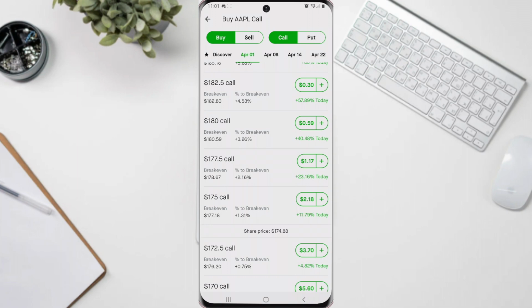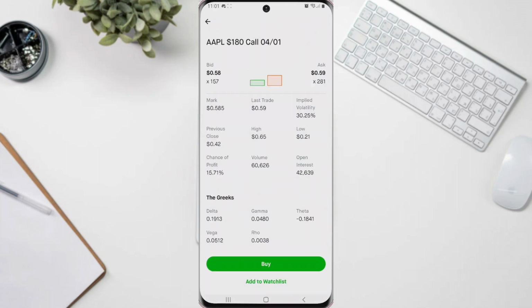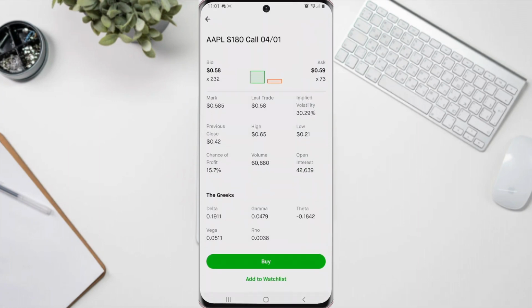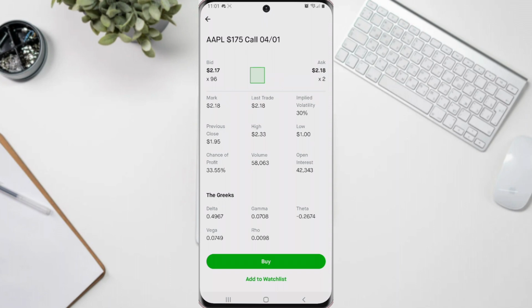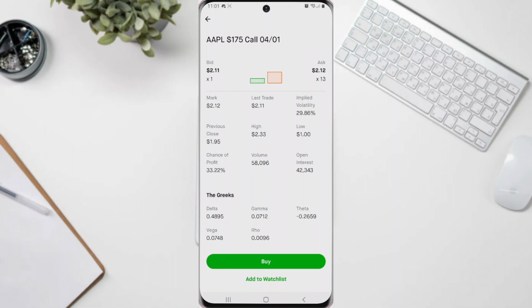It just depends on the type of trader that you are. There is really not one way to play it. Both of these contracts are good. The volume just jumped to 60,000 on this 180 call, and the volume on this 175 call just jumped to 58,000. So depending on your account size, how you want to trade. But these are the top 5 things that you want to look at, right? 58,000 in volume, 42,000 in open interest, the delta, the gamma, and the theta.